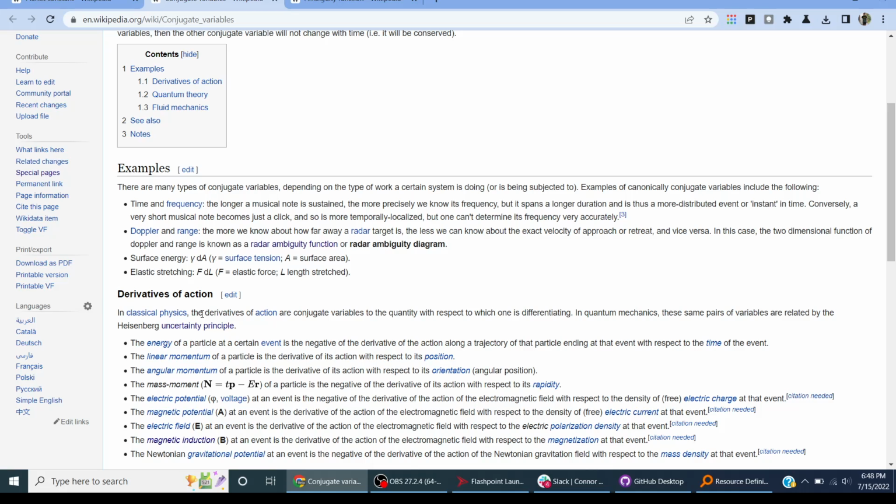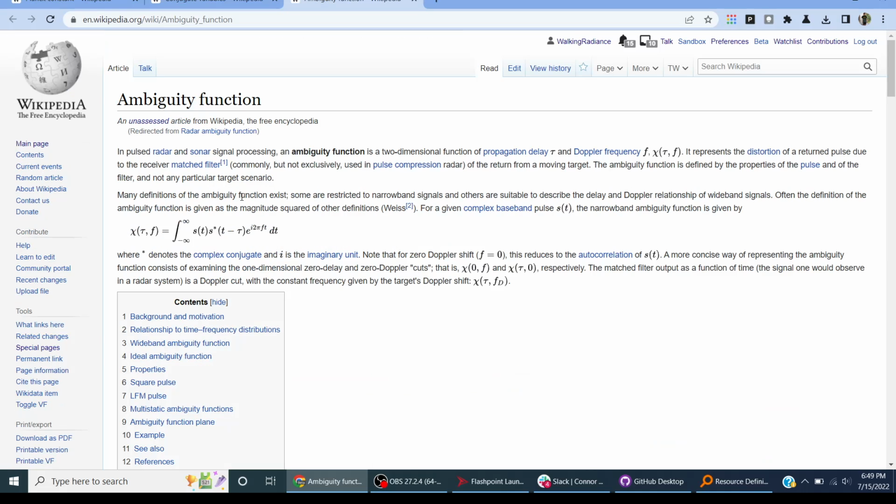It represents the distortion of the return pulse due to a received matched filter, commonly but not exclusively used in post-compression radar, of the return from a moving target. The ambiguity function is defined by the properties of the pulse and the filter, not any particular target scenario. Many definitions of the ambiguity function exist. Some are restricted to narrowband signals, and others are suitable to describe the delay and Doppler relationship of wideband signals. Often the definition of the ambiguity function is given as the magnitude squared of other definitions.